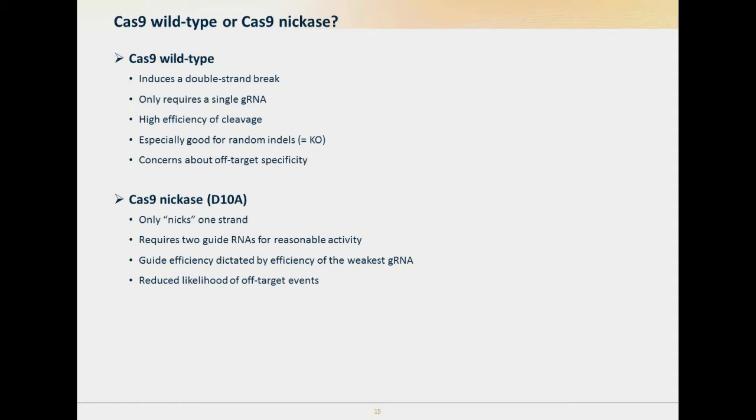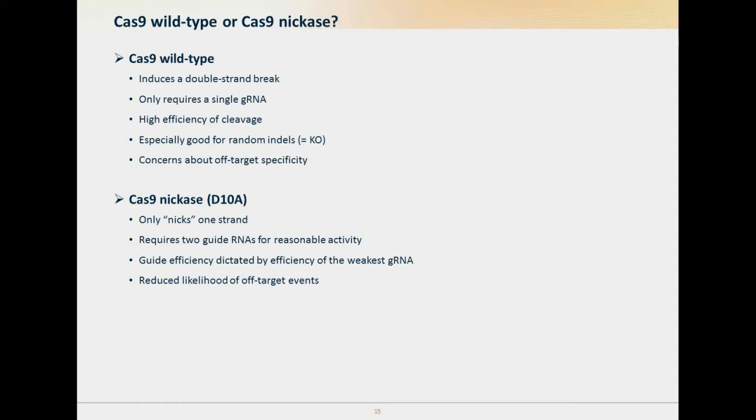Because it's a single guide that has full activity, if it is having off-target binding effects, you will see those effects more pronounced than if you use something like the nickase. So the nickase, as we mentioned before, only nicks one strand. It therefore requires 2 guide RNAs if you're looking for activity levels that are somewhat similar to what the wild type would be. But the guide efficiency is really dictated by the efficiency of the weakest guide RNA of those pairs. So that's good information to know. But it does reduce the likelihood of off-target events, and that can be very, very important.